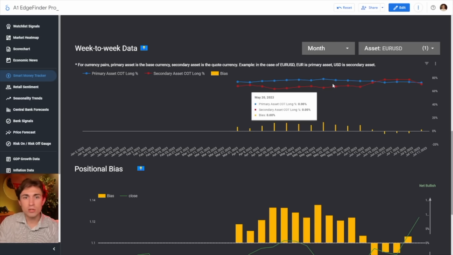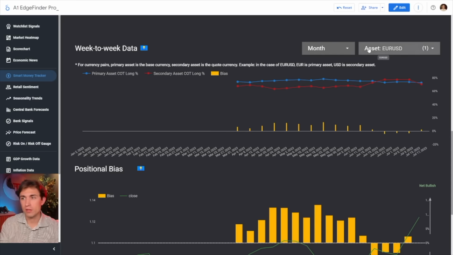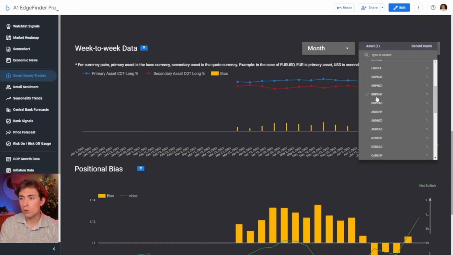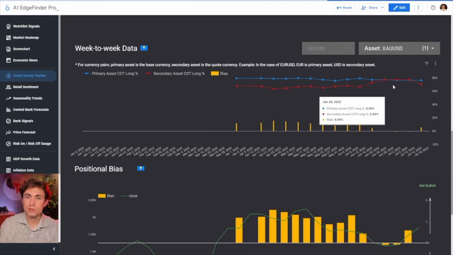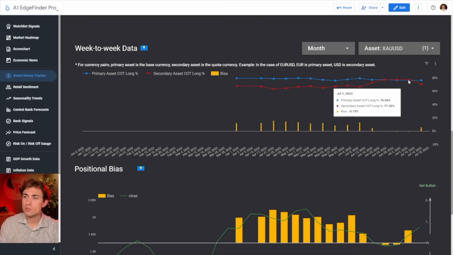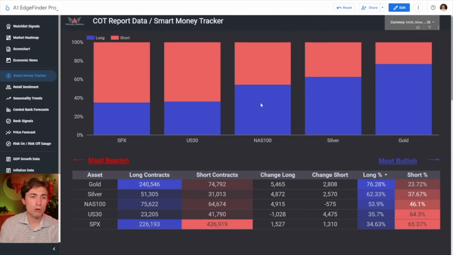Anyways, we can take a look week to week as to what has been happening with the COT report with gold. So let's just highlight gold here for a second. So we'll just scroll down to XAU USD and pull that up. So this is kind of giving us an idea as to what's going on over time. And this can be a very, very powerful resource.